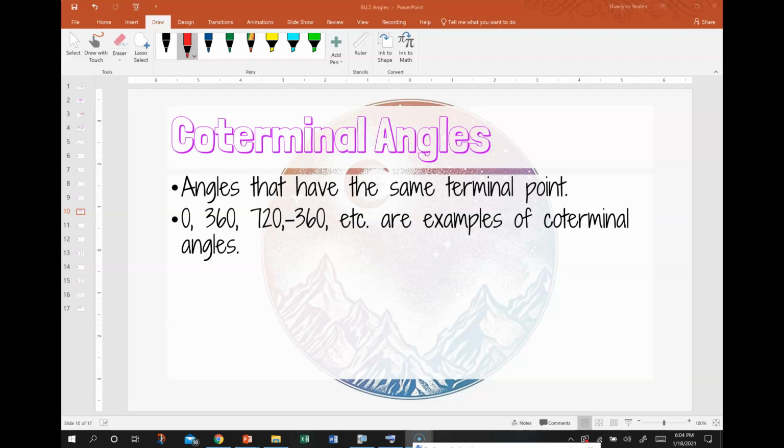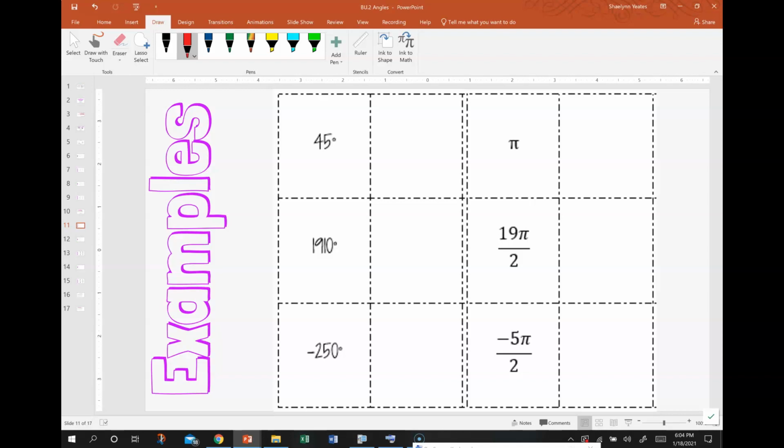So coterminal angles are angles that just have the same terminal point. Like 0, 360 degrees, 720 degrees, negative 360 degrees are all examples of coterminal angles. They're all angles that end at the same place. So here's some examples of coterminal angles.